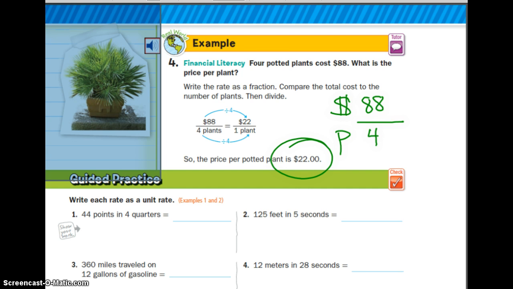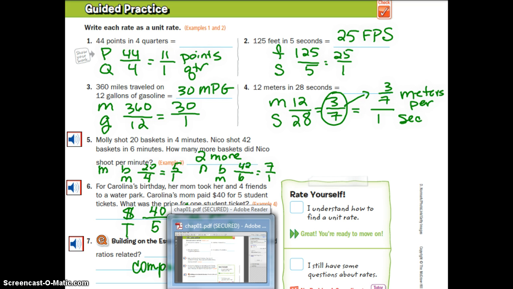Now do the guided practice. Don't cheat. Pause the video. When you're done, come back and check your answers.